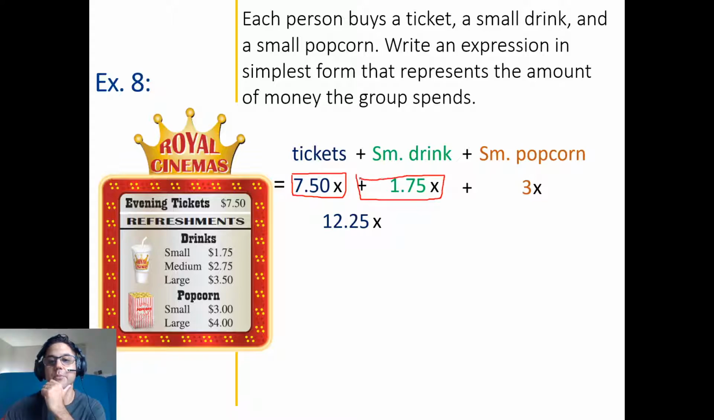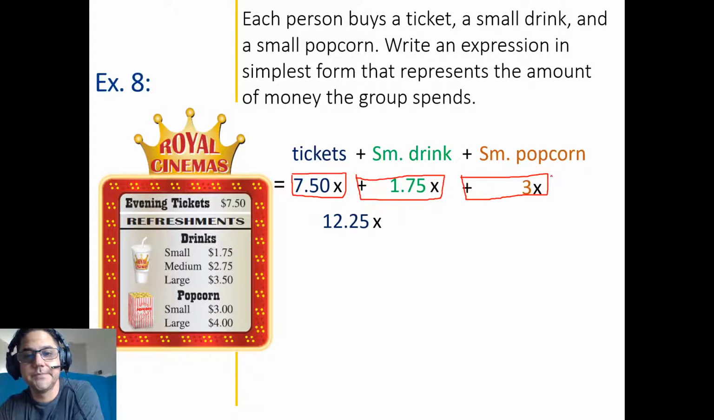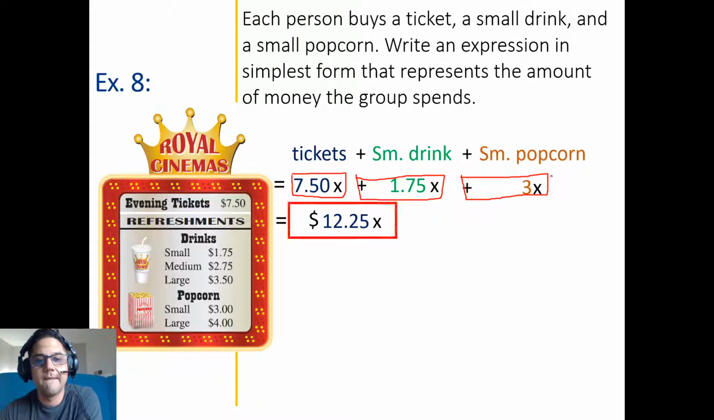But some of you are like, but Mr. Murillo, they're all the same. Why would I do that? Because you can. Because they're like terms. 12.25x. So if your group had 10 people, you would just multiply by 10. If your group had 50 people, you'd multiply by 50, and so on. If your group had 1, you multiply by 1.